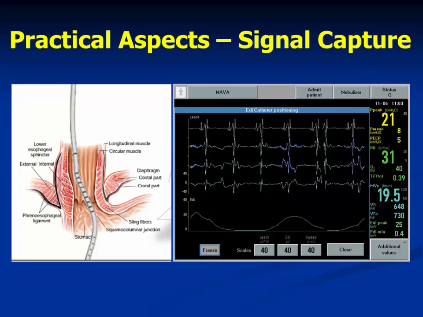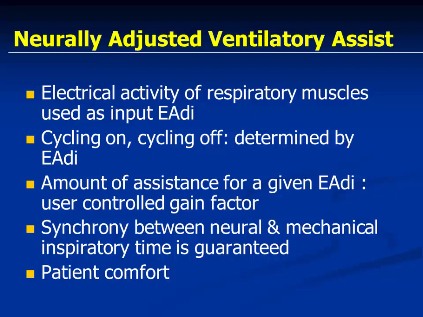So you put a tube like this, these are the electrodes, and you catch a signal like this on the screen of the ventilator. So electrical activity of respiratory muscles used as an input, that is called EADI, cycling on, cycling off, determined by EADI, as I already told you, by the electrical potential of the diaphragm muscles. Amount of assistance for a given EADI is a user control gain factor.